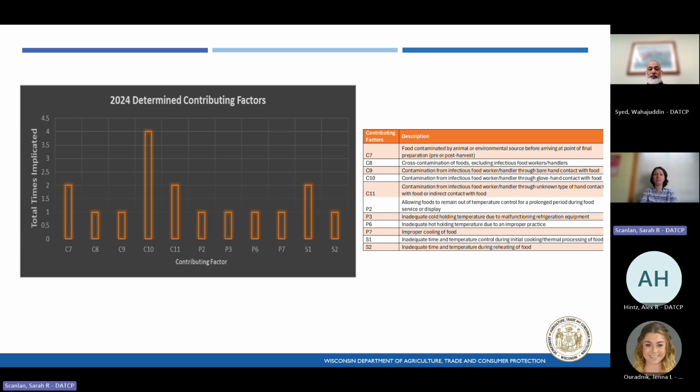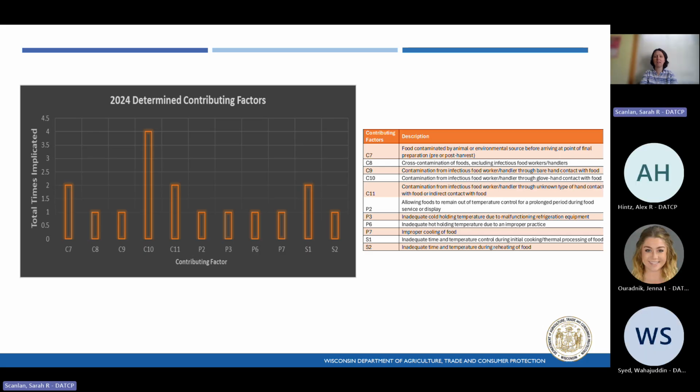Contamination factors were the most common type of contributing factor in 2024 and cited in 8 of the 11 outbreaks. Proliferation and survival factors were cited in 2 of the outbreaks. In 2024, C10, contamination through infectious food worker or handler through gloved contact with food, was the most common contributing factor, being cited in 4 of the 11 outbreaks. Contamination from an infectious food worker or handler is a common contributing factor for norovirus.